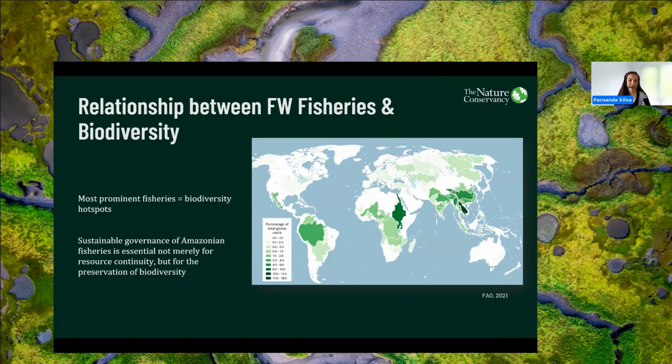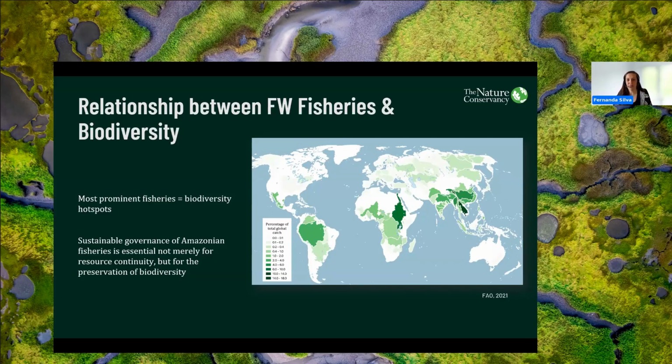But before I dive into the monitoring information, it's important to understand the relationship between fisheries and biodiversity. The most productive fishing areas in the world tend to be biodiversity hotspots. For example, the Amazon basin ranks sixth in inland fisheries catch, and the Amazon is the most biodiverse freshwater region on earth, and its multi-species fisheries reflect that richness.